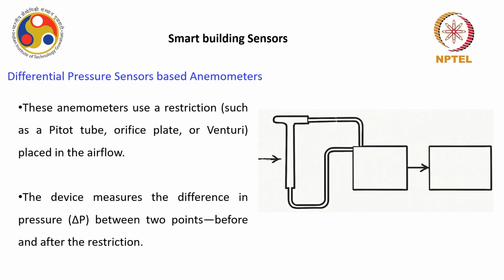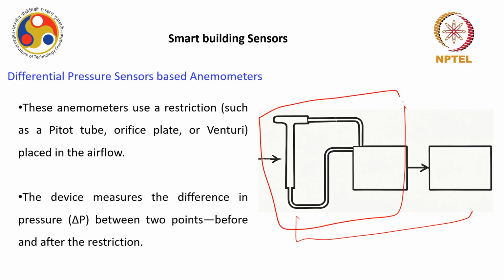Then another kind of anemometer is the differential pressure based anemometer. These anemometers use a restriction placed in an airflow. The restriction can be a pitot tube, an orifice plate or a venturi, depending on what accuracy you require and what kind of restriction is available with you. The simple structure of the device is shown over here. This represents some electronic circuit which is required for proper operation of this device.